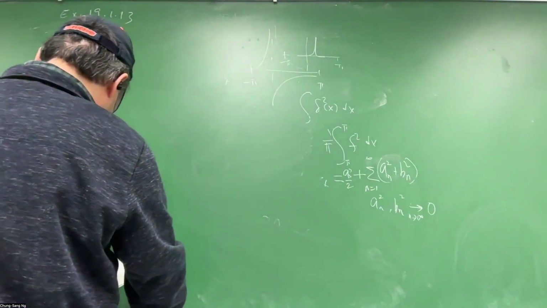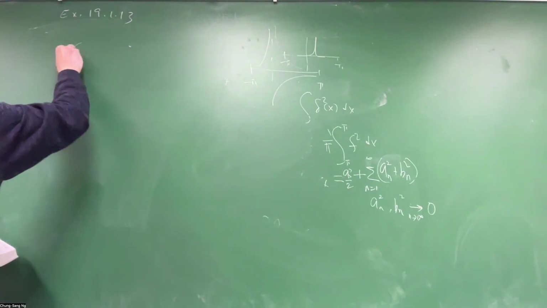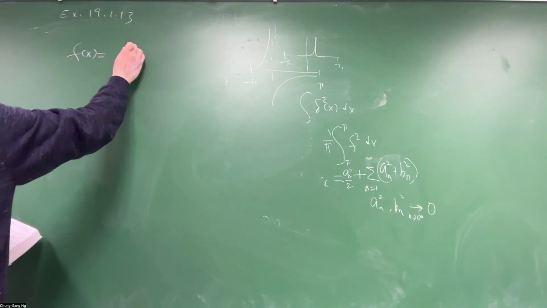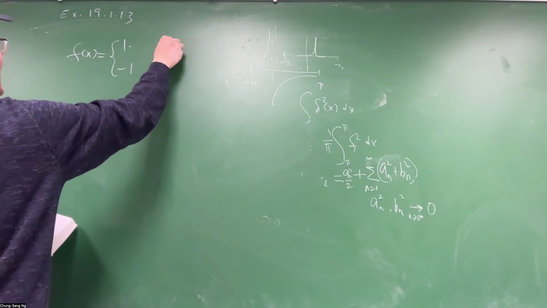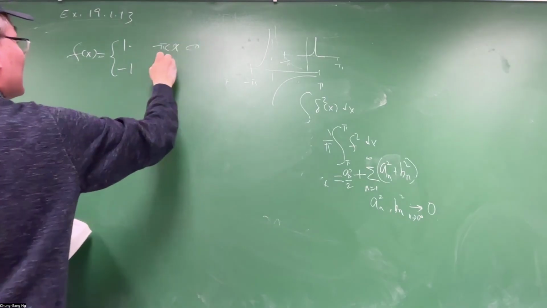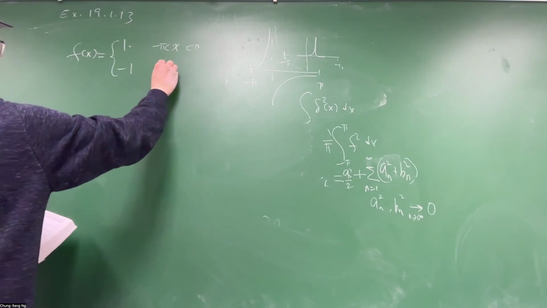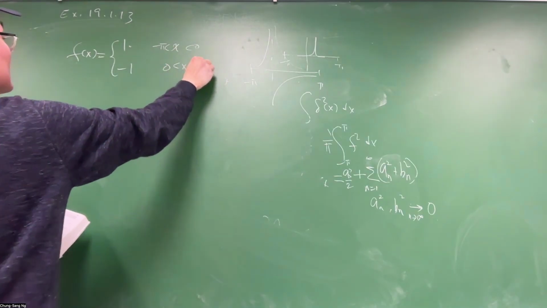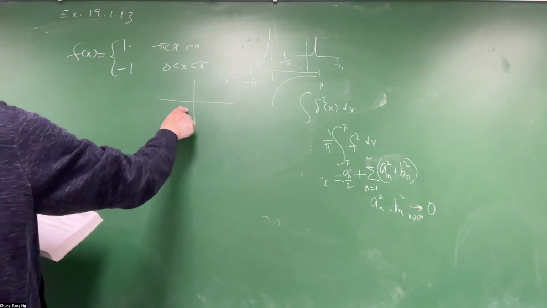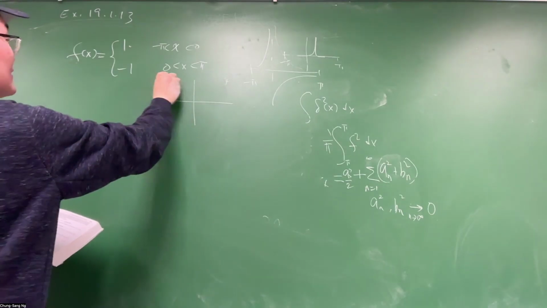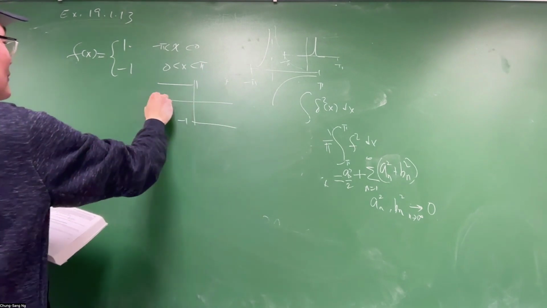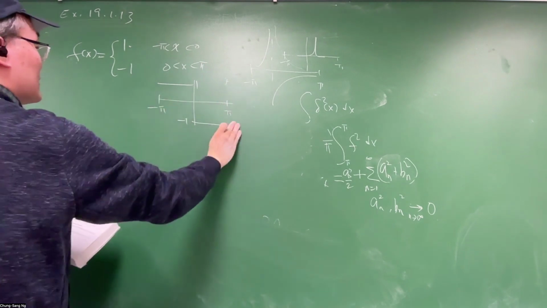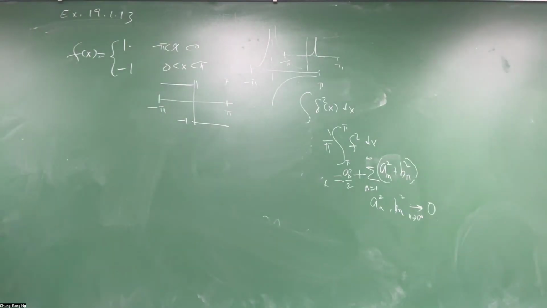So it's already given you F of x. It's just 1 and minus 1. This is like a square wave. Is that the other way around? So it's 1 and minus 1, and minus 5, something like that, right? So that's the F, right?